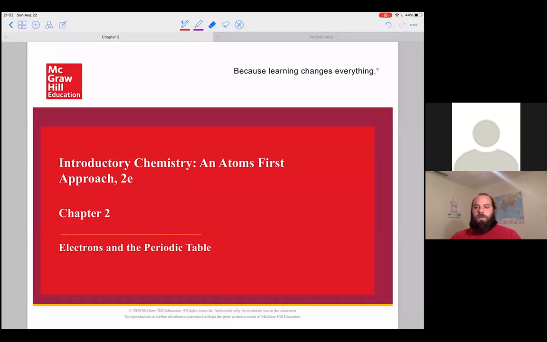All right, hello everyone. So today we're going to continue our discussion of the periodic table, pointing out some features that really detail why it is arranged the way that it is, and how we can tell information about elements based on just where they lie on the periodic table.